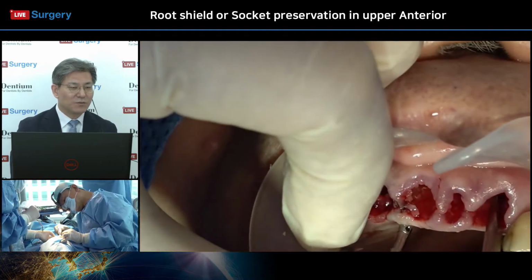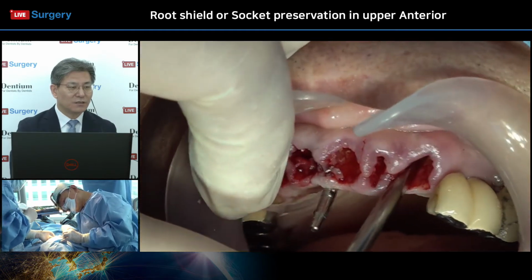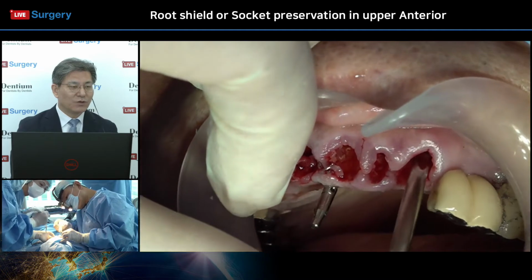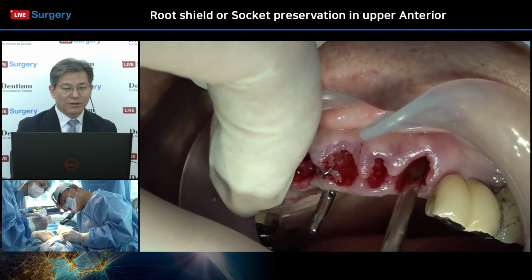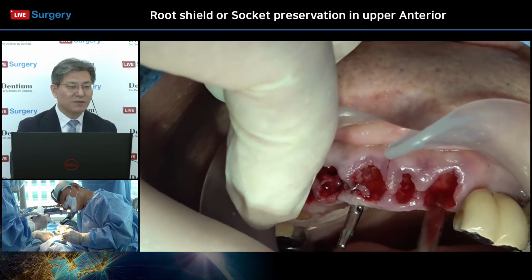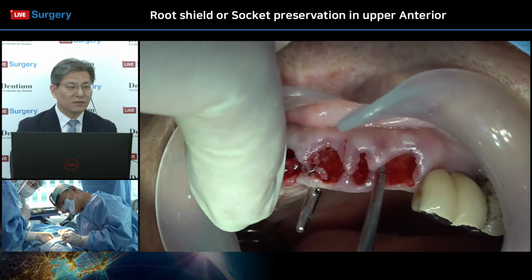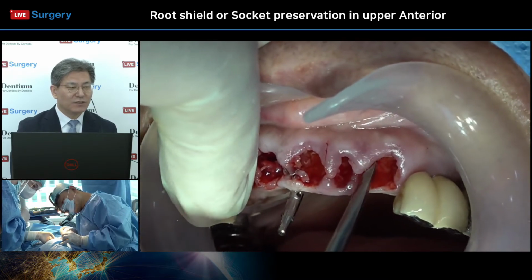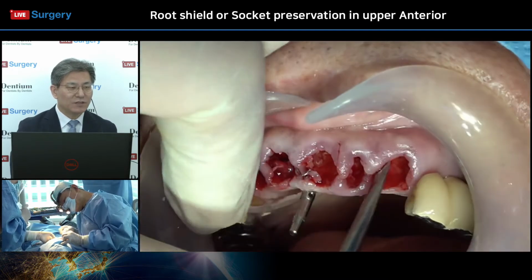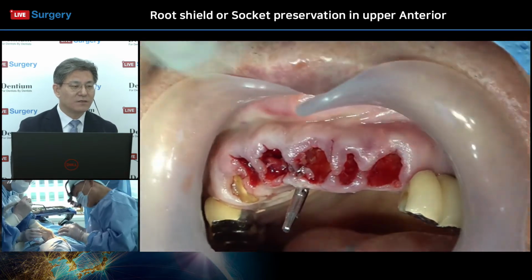Very cautious procedures. We have to preserve the periodontal attachment apparatus on the labial side. So undamaged, no damage. Moved together, so I will instruct all of them.